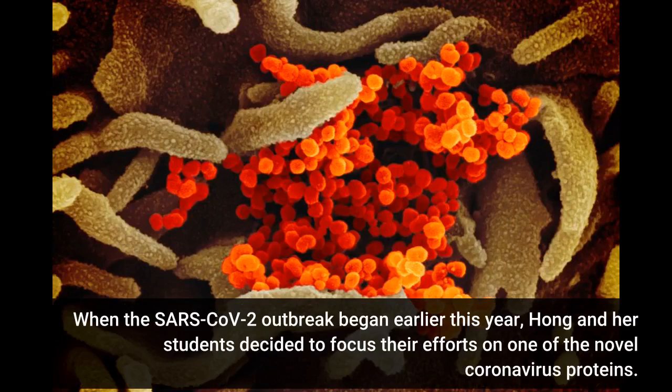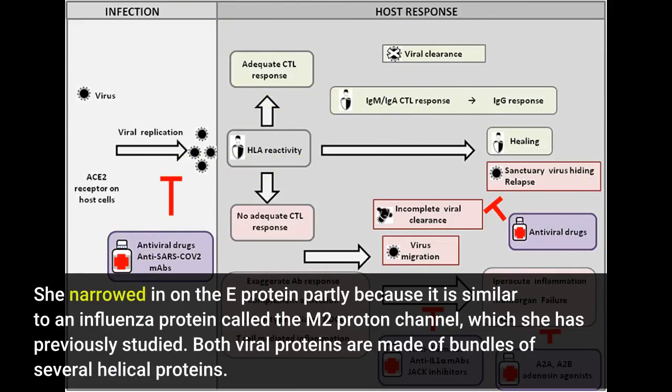When the SARS-CoV-2 outbreak began earlier this year, Hong and her students decided to focus their efforts on one of the novel coronavirus proteins. She narrowed in on the E protein partly because it is similar to an influenza protein called the M2 proton channel, which she has previously studied. Both viral proteins are made of bundles of several helical proteins.